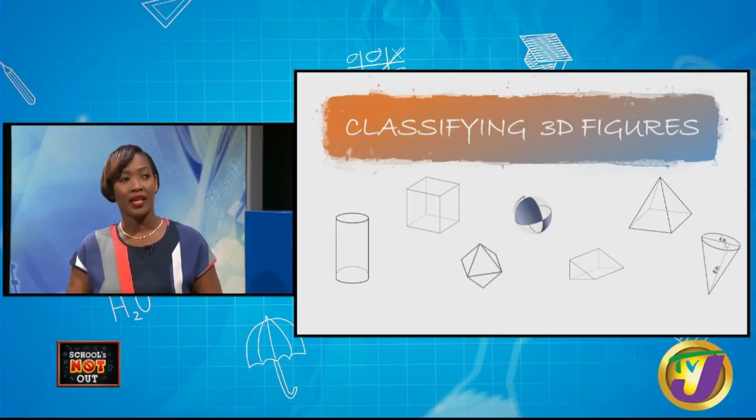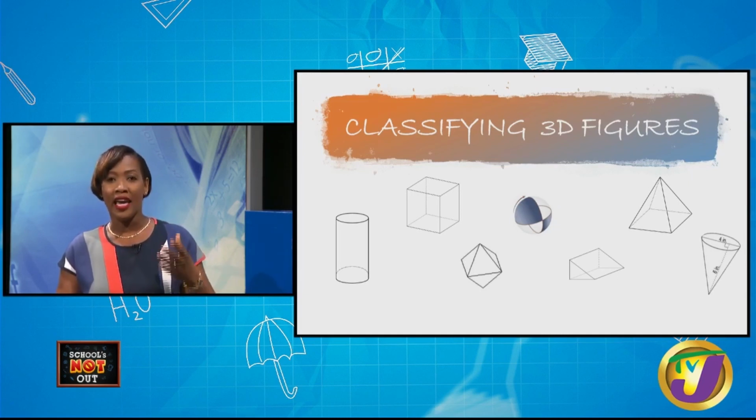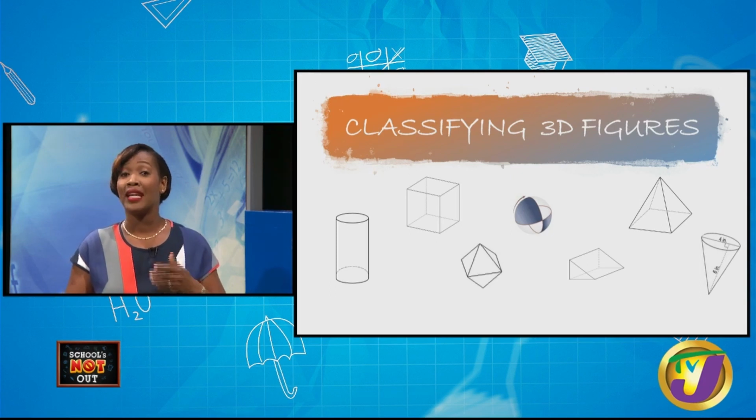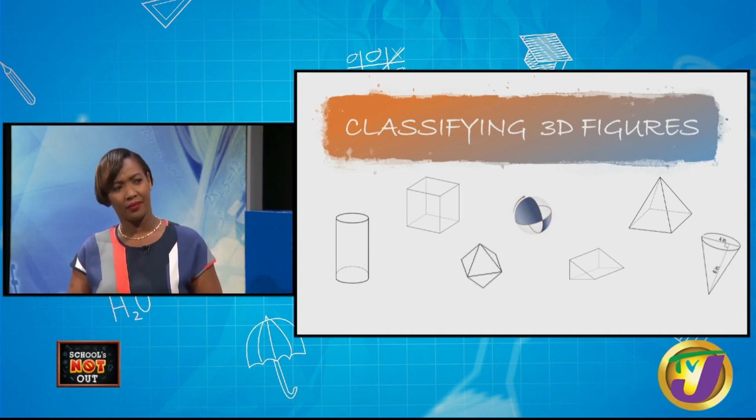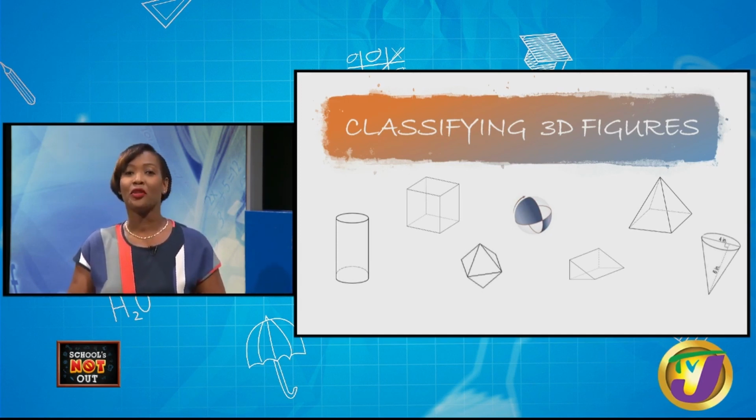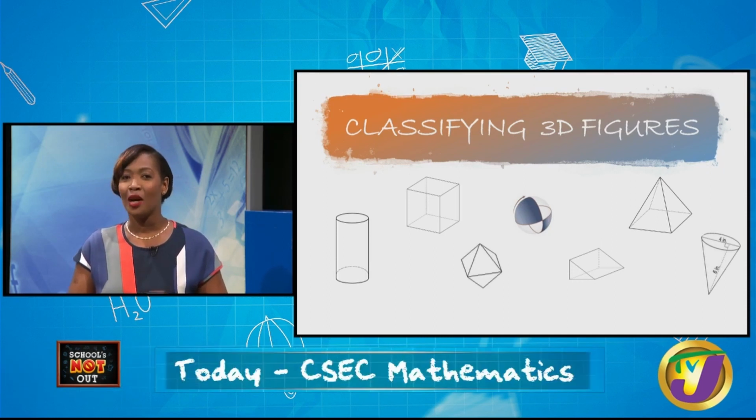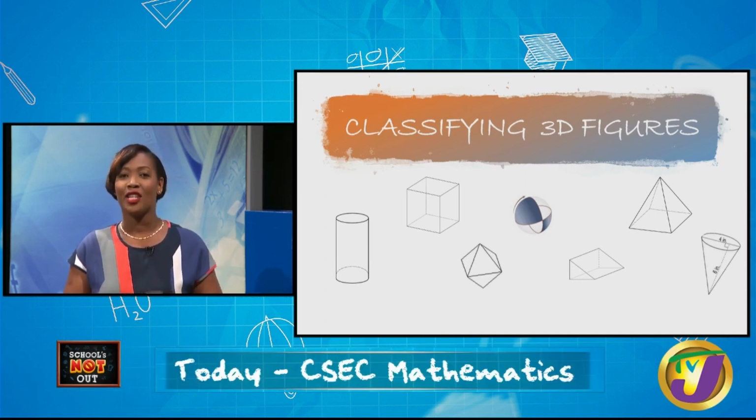Today, we'll begin with classifying our solids. Classifying 3D figures, which are our solids. If you were to place these solids into two groups, what would these groups be? Great. If you said polyhedron and non-polyhedron, well done.